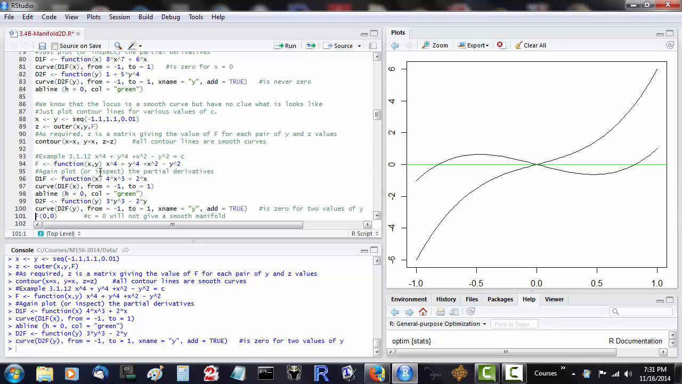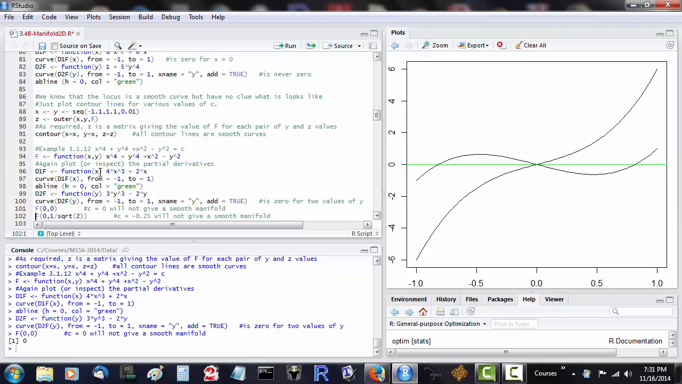Let's first try 0, 0. The function evaluates to 0, so the contour line for 0 is not going to give me a smooth manifold.